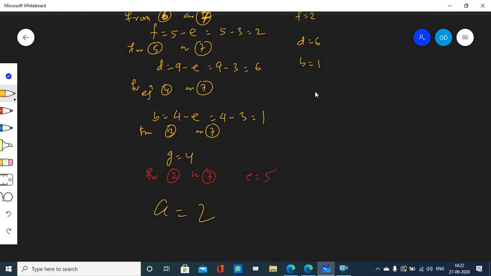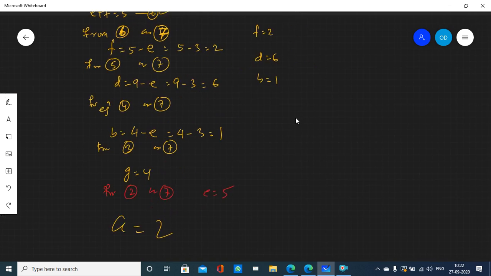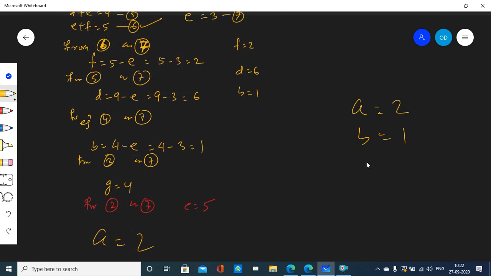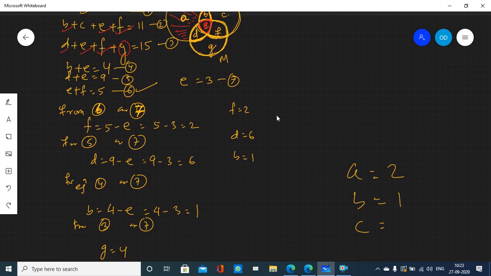Okay. So let me just write down all the values here in one place. So A is equal to 2, B is equal to 1, C is equal to what? What is C? 5.